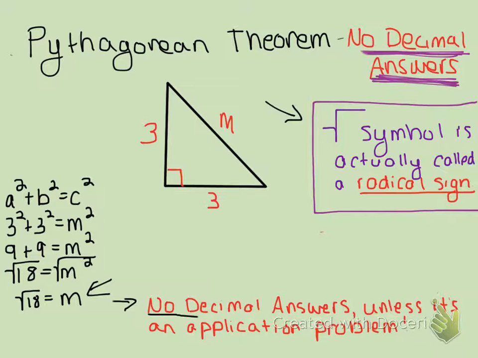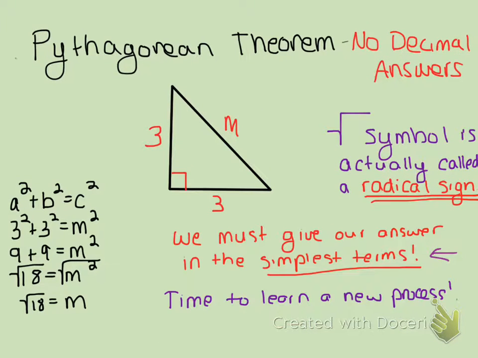From now on, we will be giving no decimal answers unless it's an application problem, like a word problem. So what we're going to be doing is simplifying radicals. This is all about simplifying a radical answer, like the square root of 18. You always have to give your answer in the simplest terms. That is not a new concept.